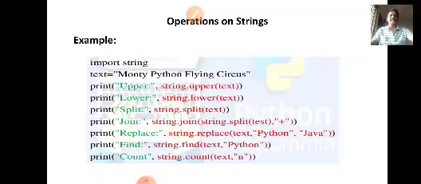You observe inside this example, importing string, Monty Python flying circus. It is our entered string, right? Text is equal to Monty Python flying circus. You observe string.upper text, string.lower text, string.split text, string.join of string.split text plus string.replace text Python Java, like that string.find text Python, string.count.